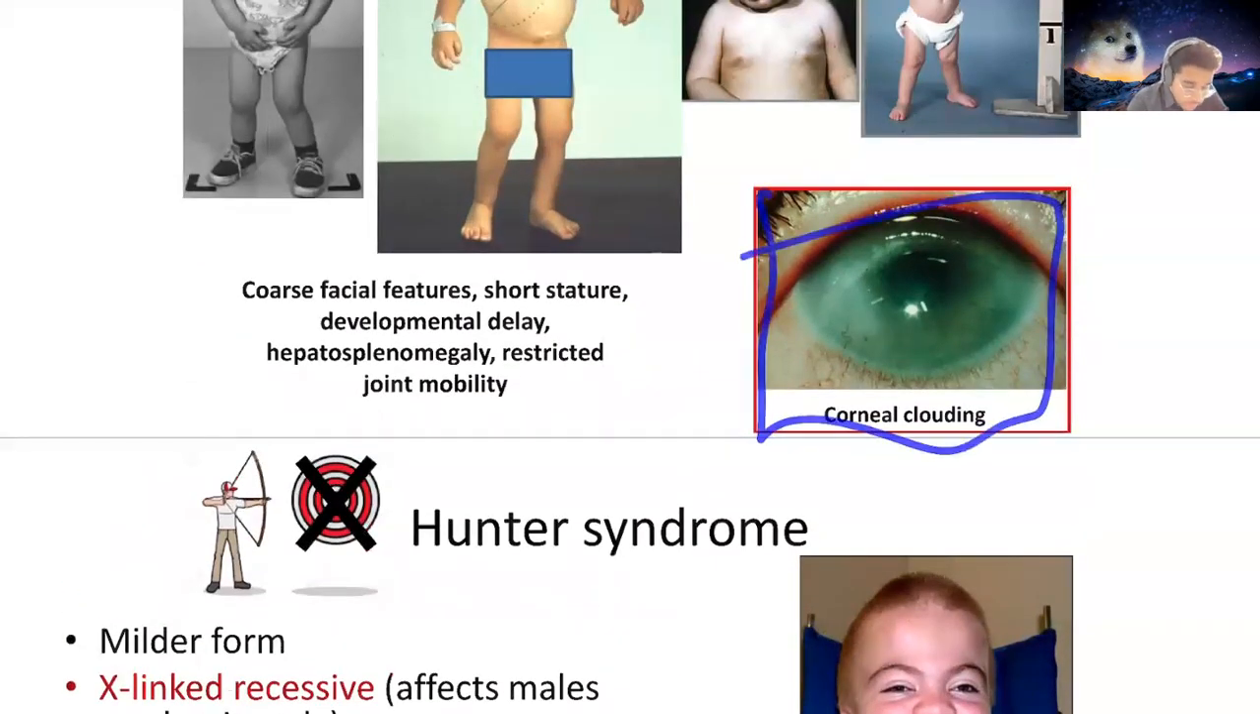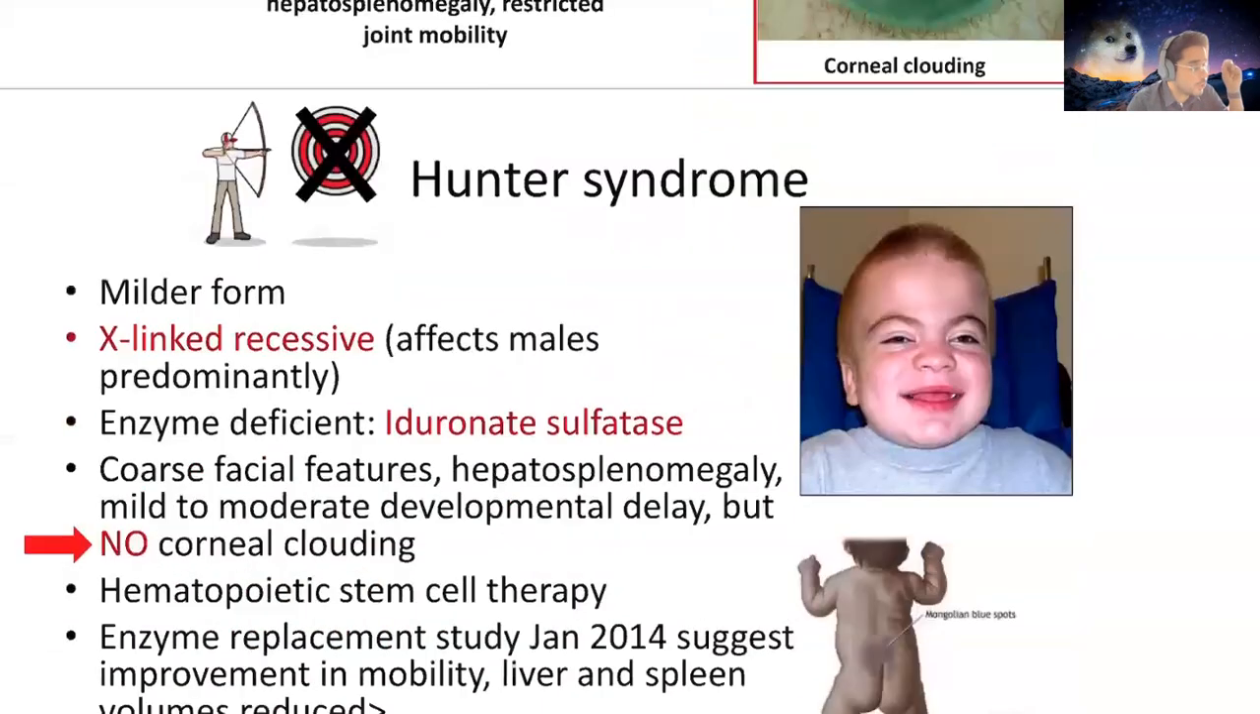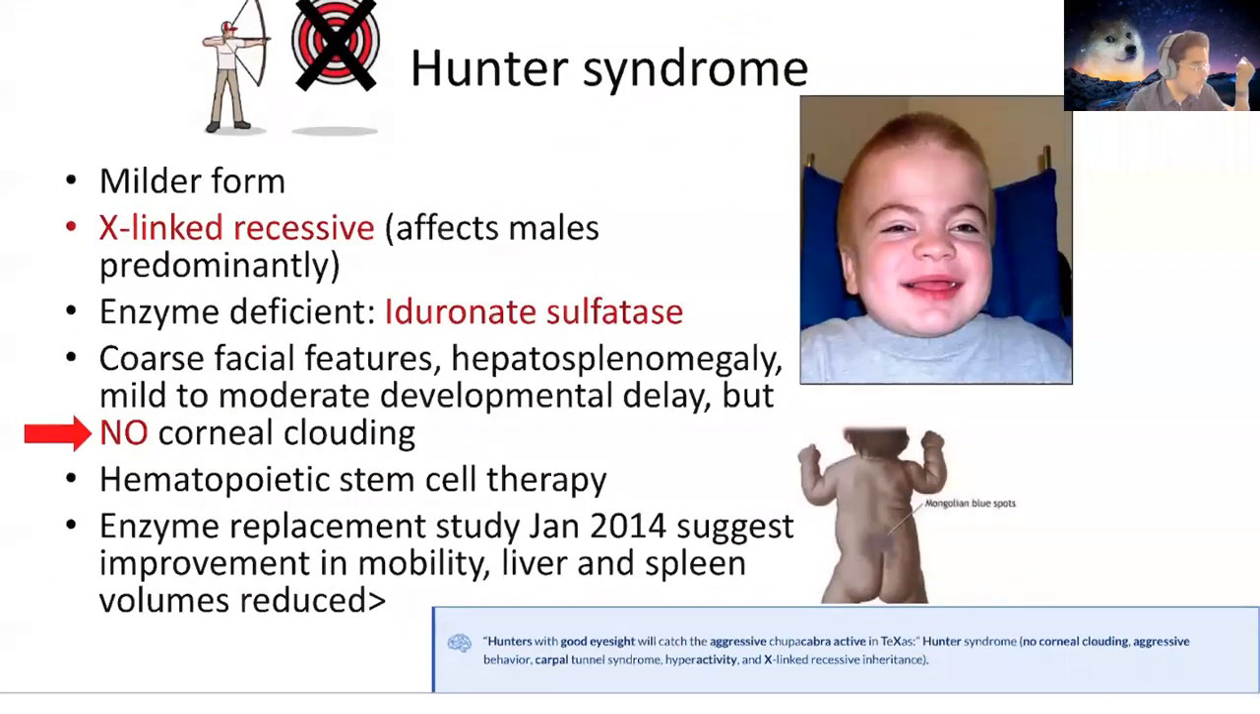Hunter does not have this because hunters are really good. They shoot straight, right? Think about it this way. Hunters with good eyesight will catch aggressive chupacabras active in Texas. So it's X-linked recessive, affects males predominantly.